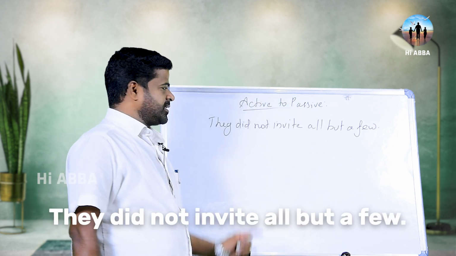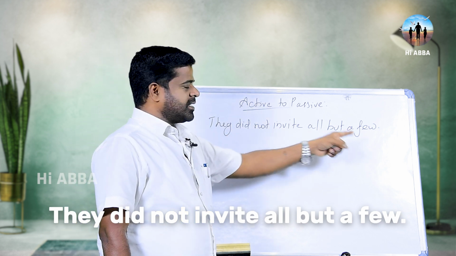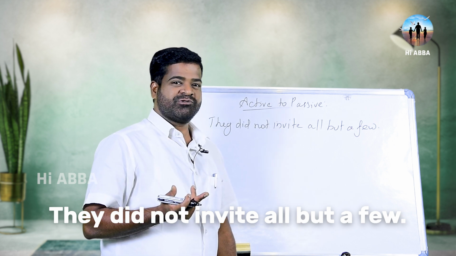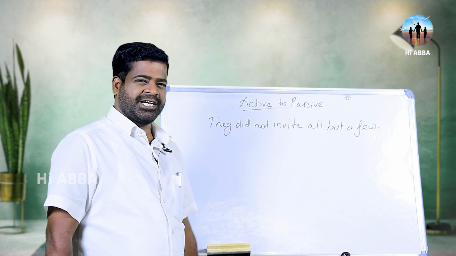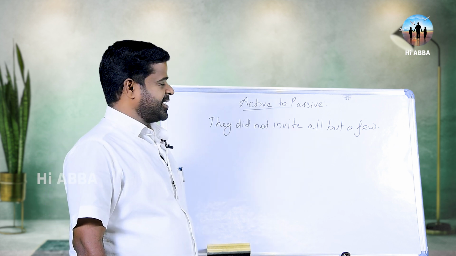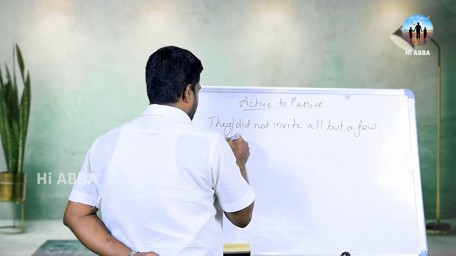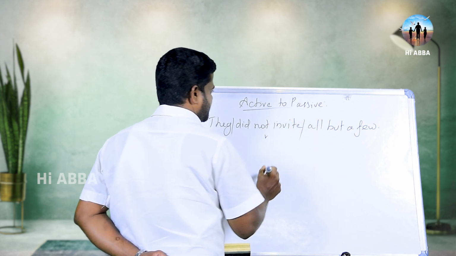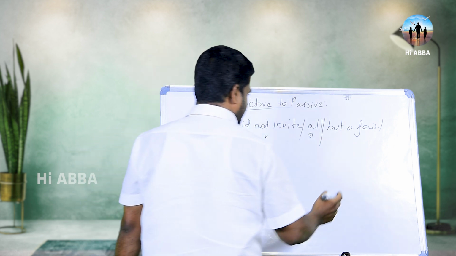Now dear students, consider this sentence. They did not invite all but a few. So now the sentence is in simple past tense, negative sentence, active voice. How to change this one into passive voice? Now understand, my dear students, there are a lot of complications involved in this sentence. Let us split this sentence first of all. Now they is the subject, did not invite is the verb, all is the object, and but a few is also another object.